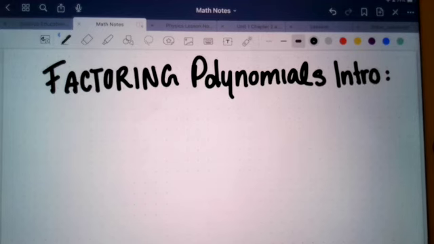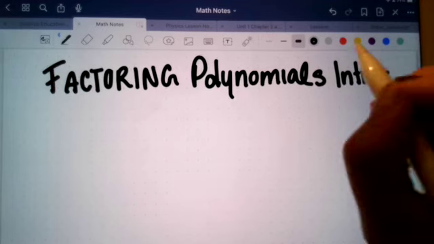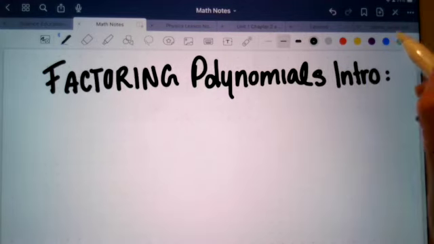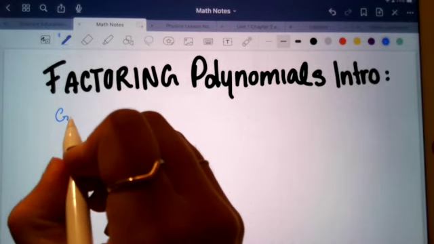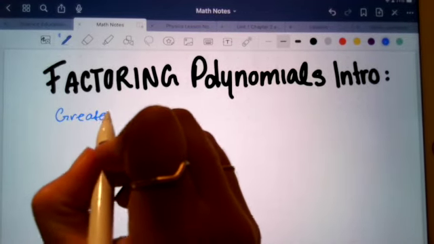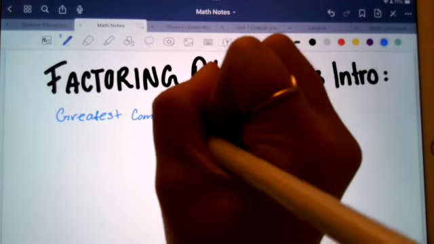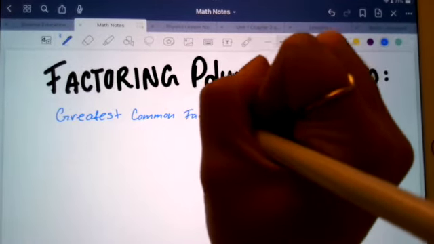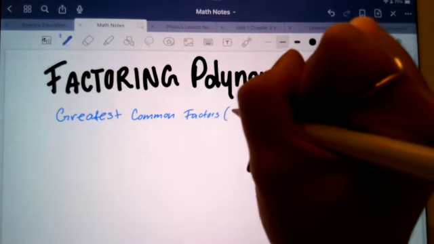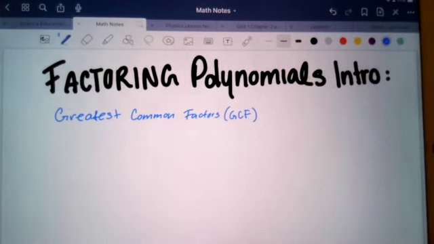Now, for the sake of the video, I'm not going to go over greatest common factors again, but we will be using those principles. So you want to make sure that you have reviewed greatest common factors, or GCF. If you need a refresher, you can go rewatch one of the previous videos that I have posted on GCF to help refresh your memory.